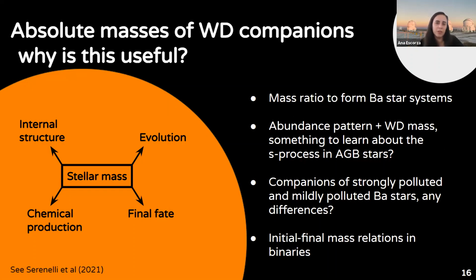Barium stars have been historically divided into strongly polluted or mildly polluted. So if we find differences between the white dwarf companions of those two samples, that already will teach us something. And if we try to do this and nothing makes sense, then perhaps we will learn about the initial-final mass relationships of these types of objects, or see if in binaries it works differently.